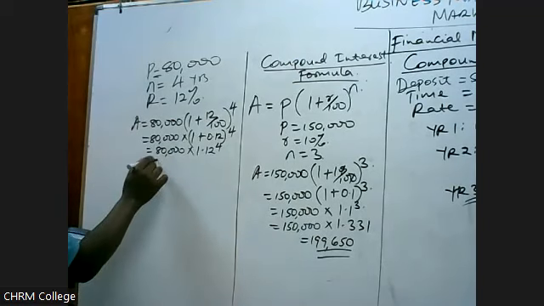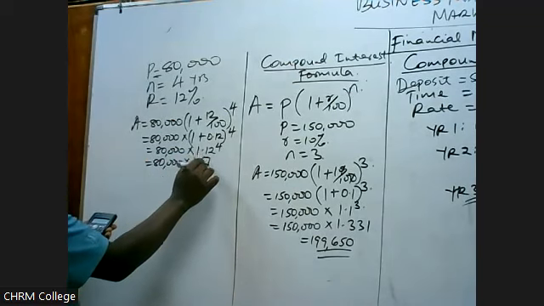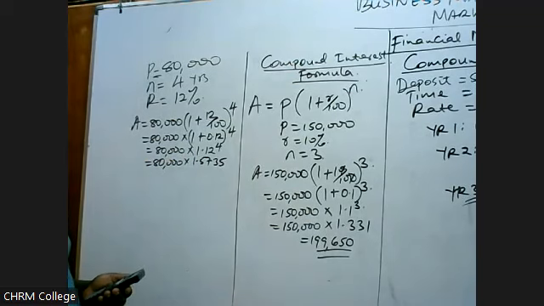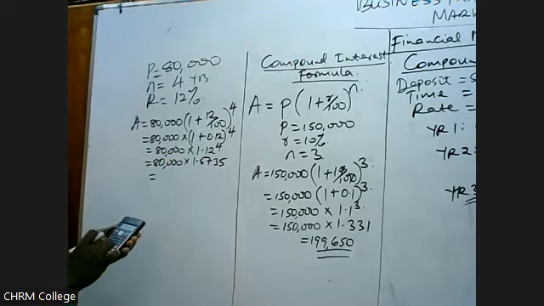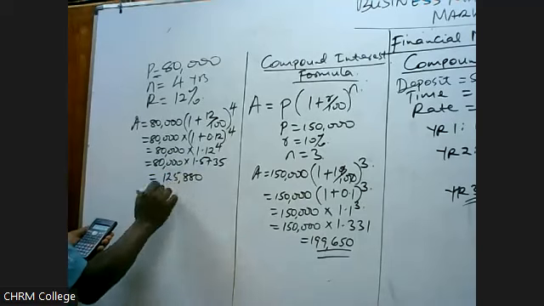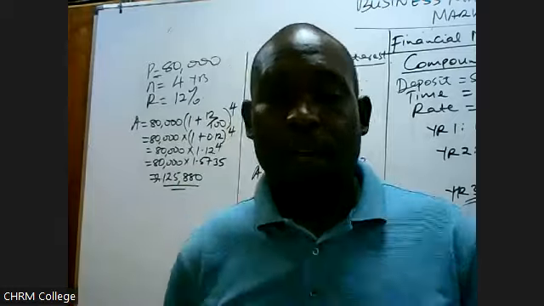So in 4 decimal places, you get 80,000 times 1.5735. It is good we put them in 4 decimals to avoid a lot of rounding errors. So this will be equal to 1.5735 times 80,000. We get 125,880. That is the amount of money that will be paid to clear the loan.